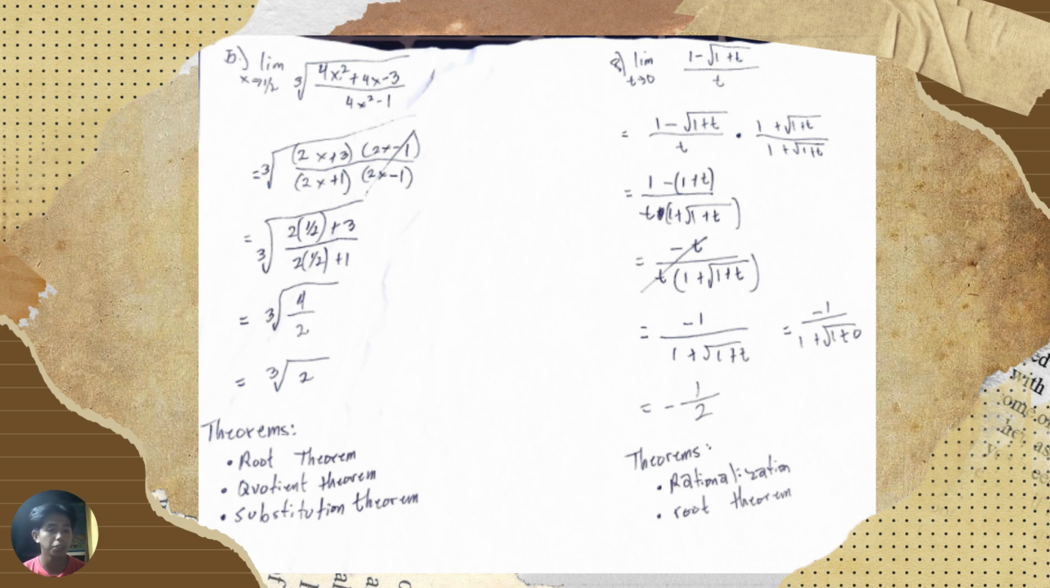And then substitute the value so that it becomes 1 over 2, negative 1 half. So the theorems that we use in these limits are rationalization and the root theorem, and then substitution also.